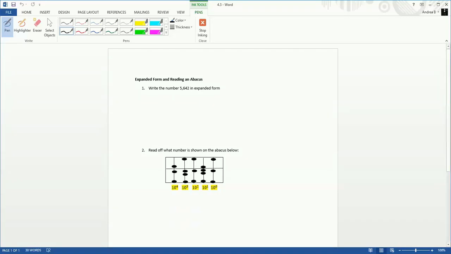Alright, for this one, we have expanded form and reading an abacus. So for number 1, write the number 5,642 in expanded form. So there are a couple different ways you can do this. The way that I normally tend to write it out is as 5 times 10 to the third plus 6 times 10 to the second plus 4 times 10 to the first plus 2 times 10 to the 0.